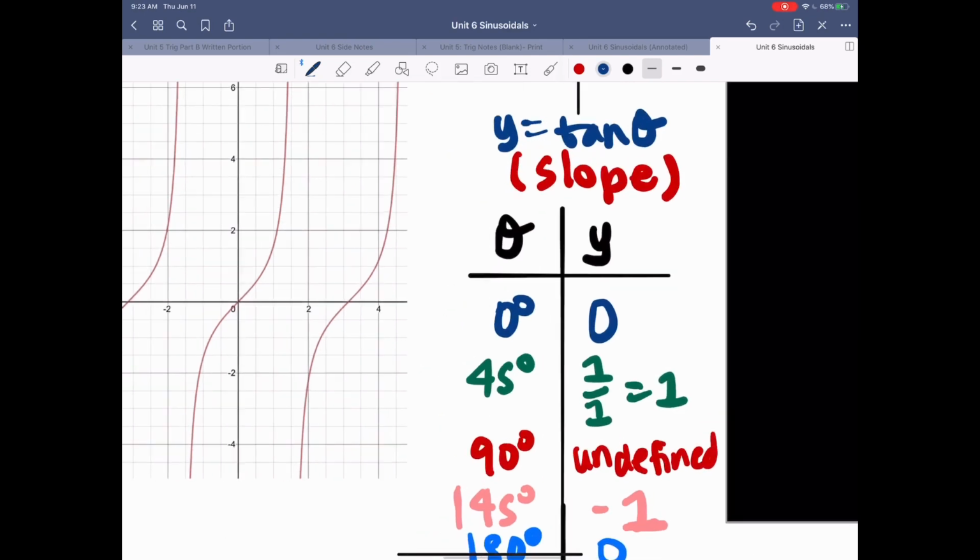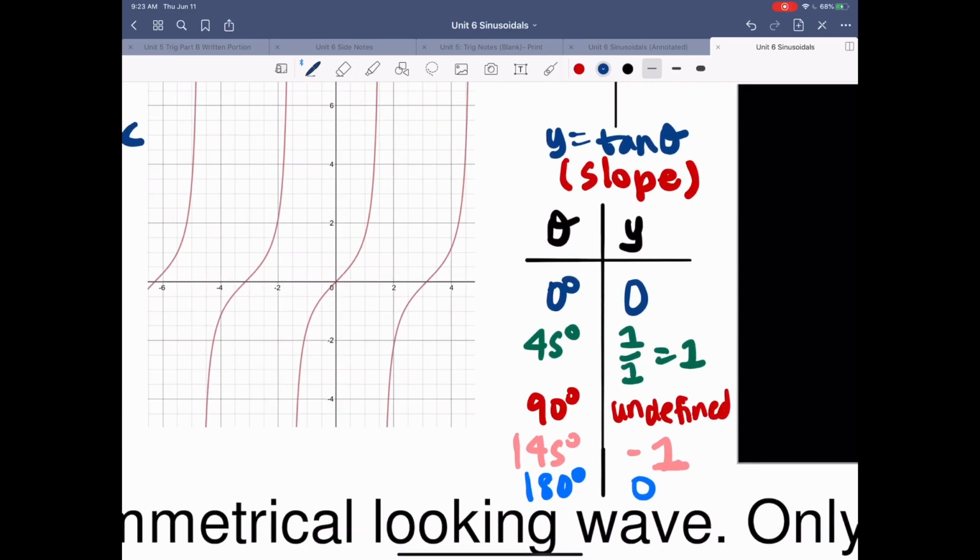Okay, now let's try to put these two together and identify where goes where. So this is 0. At 0 degrees, it has a y value of 0. Simple enough. At 45 degrees, it has a y value of 1, which is approximately here, which I'm going to do in green. With the 90 degrees, this is undefined. Remember what these are called? We've seen this. This is when theta is 90 degrees and it is undefined. And what does it mean when you have undefined in a graph? It's a vertical asymptote.